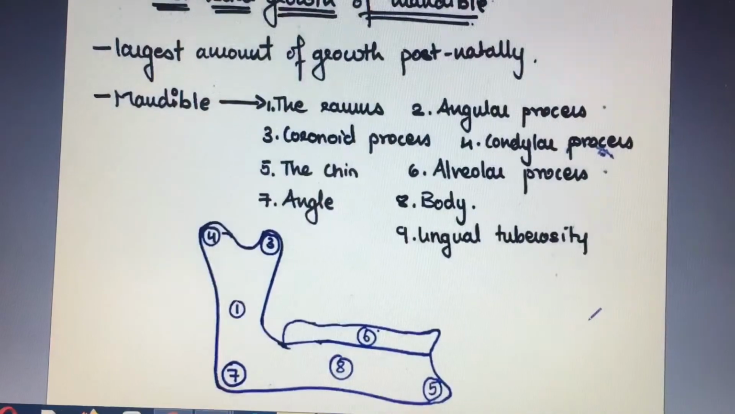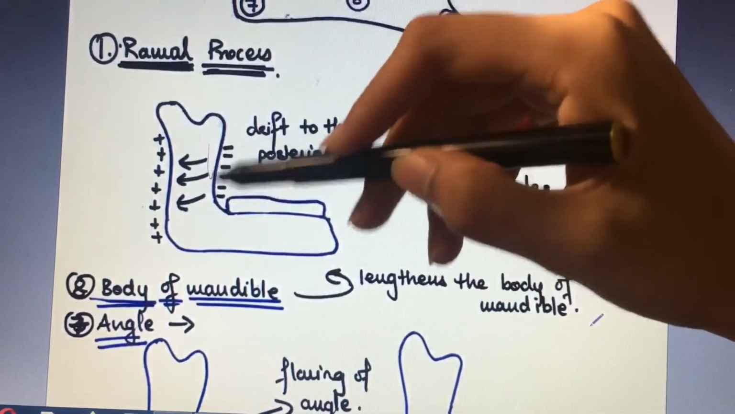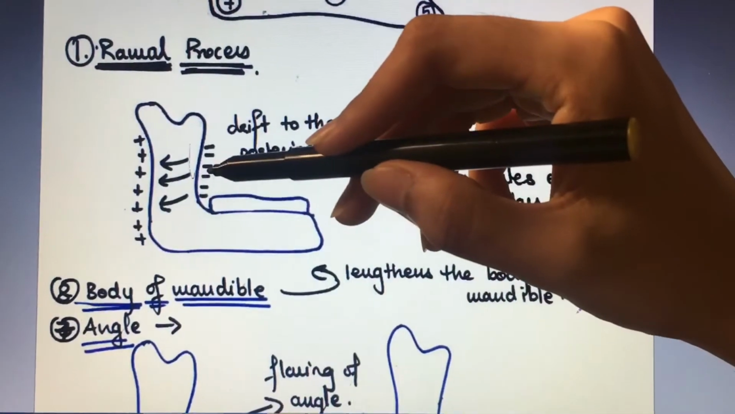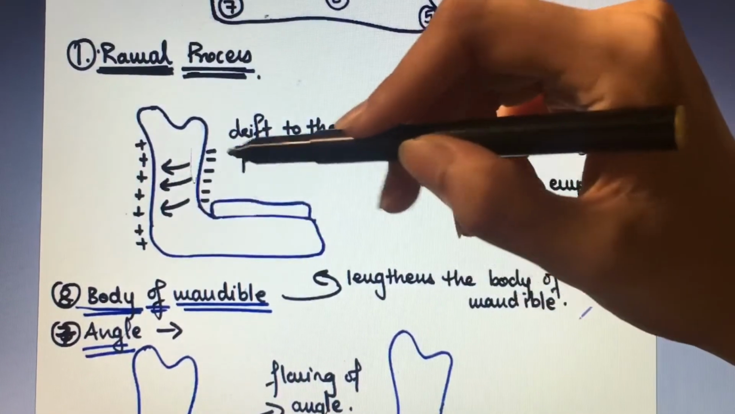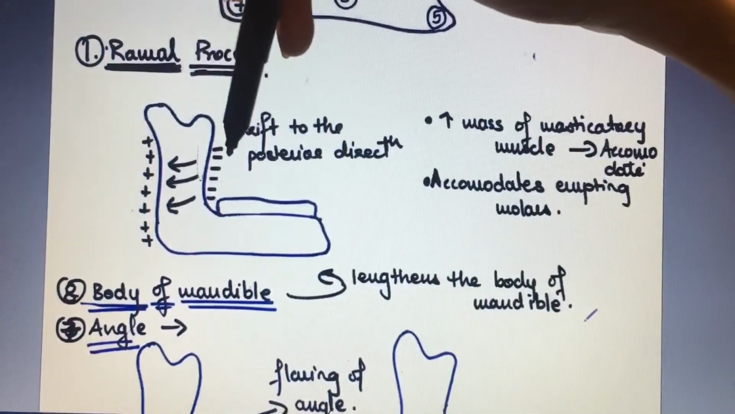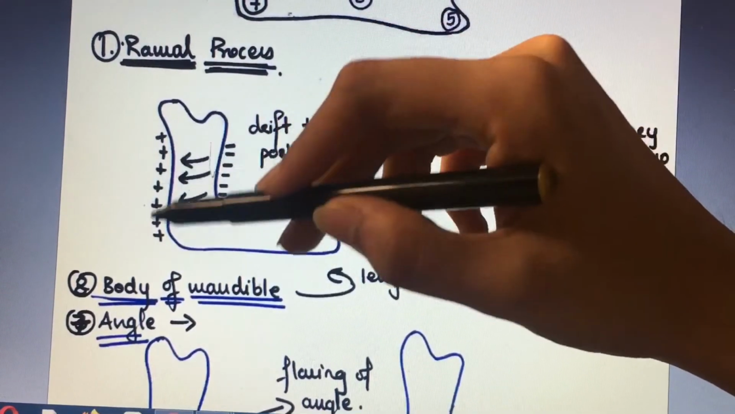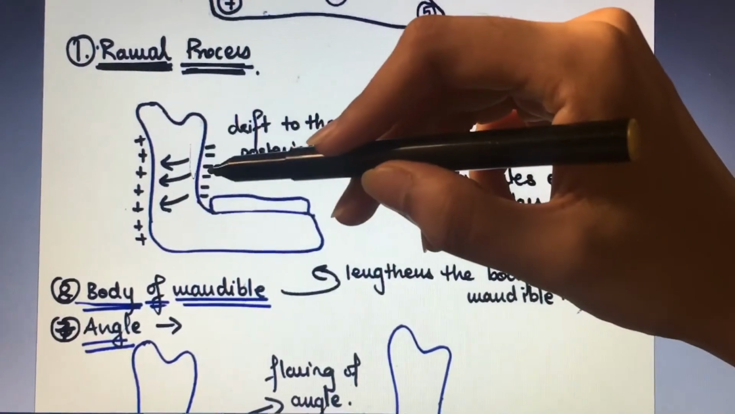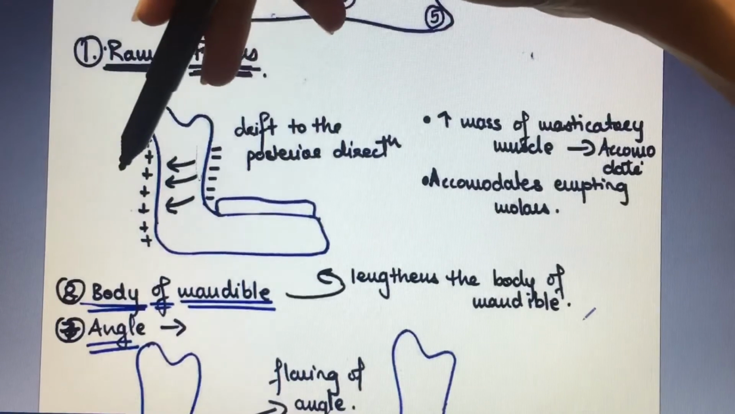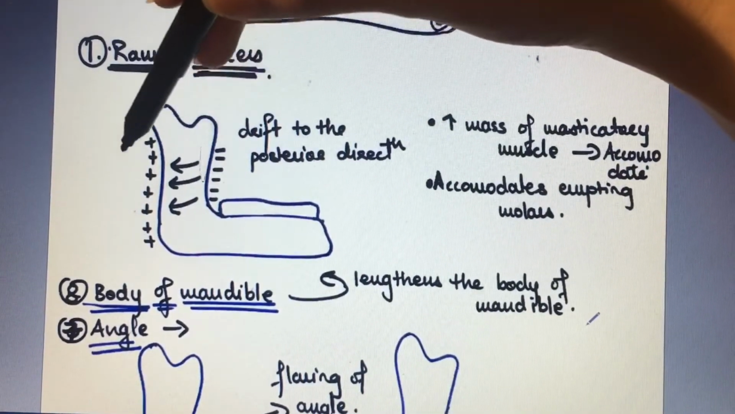So first one is the ramal process. This is the ramus of the mandible. So how does it grow? Normally the resorption occurs at the anterior part. This is the anterior part of the ramus. So resorption occurs at the anterior part of the ramus, whereas deposition occurs at the posterior region of the ramus, and thus there is a drift towards the posterior direction. So the ramus of the mandible grows posteriorly.